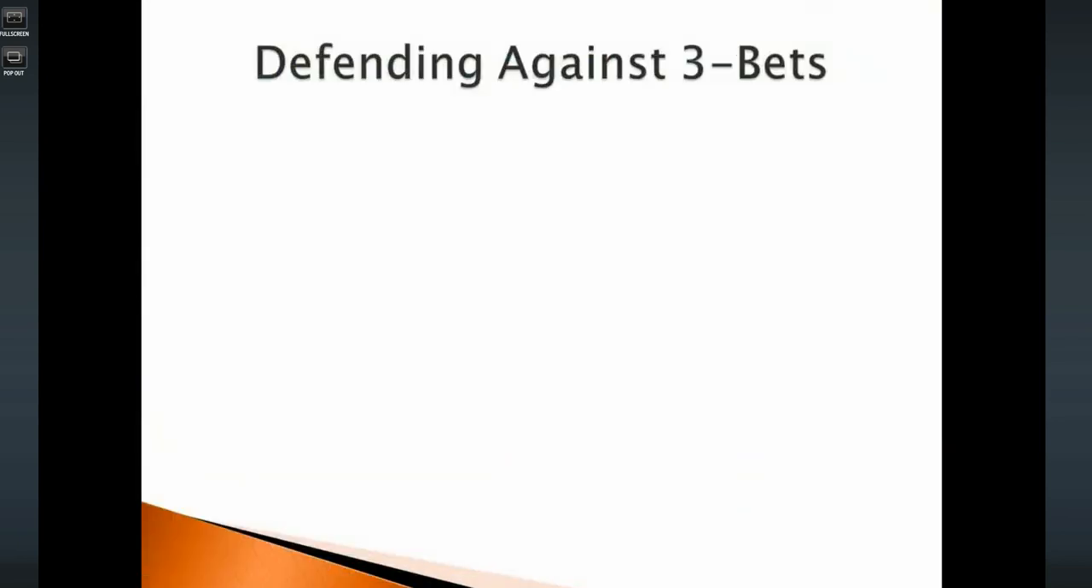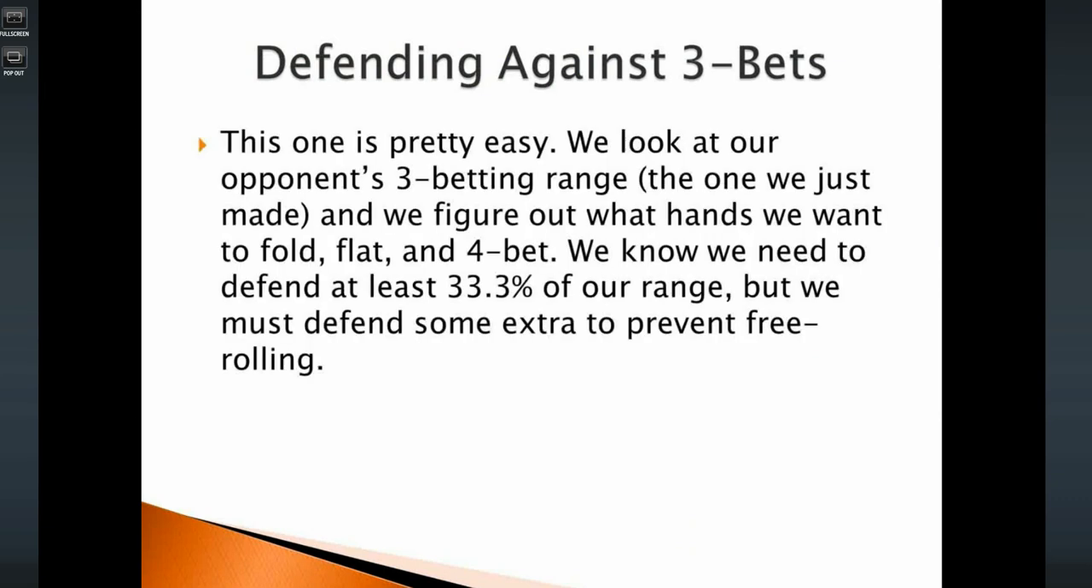So now that we have a good starting point for what the 3-betting ranges look like, we're ready to start analyzing defending against 3-bets. This one's pretty easy. We look at our opponent's 3-betting range, the one we just made, and we figure out what hands we want to fold, flat, or 4-bet. We know we need to defend at least 33% of our range, but we must defend some extra to prevent free rolling. So we're talking about those parameters from the past.